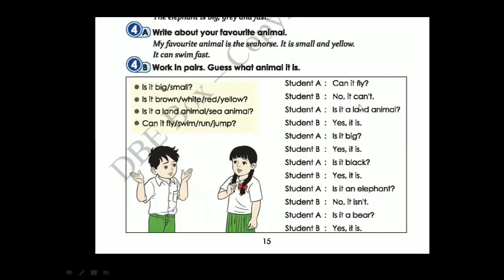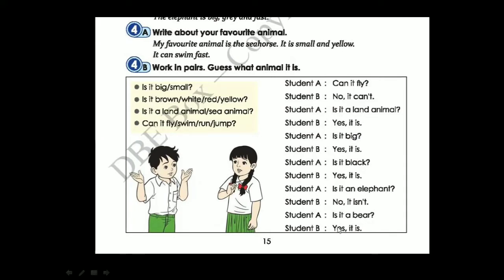No, it can't. It cannot fly. Okay. And then is it a land animal? Yes, it is. Cannot fly, but it's a land animal. And then is it big? Yes, it is. So the size is big. And then how about the color? Is it black? Yes, it is. So size is big and color black. It cannot fly. And then is it an elephant? No, it isn't. It's a bear. Yes, it is.